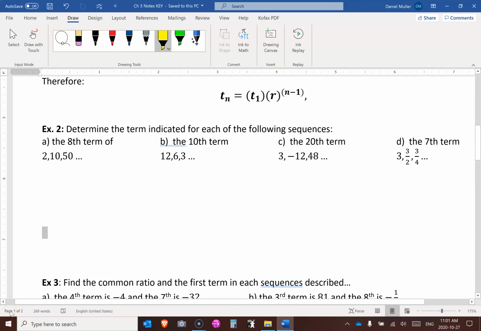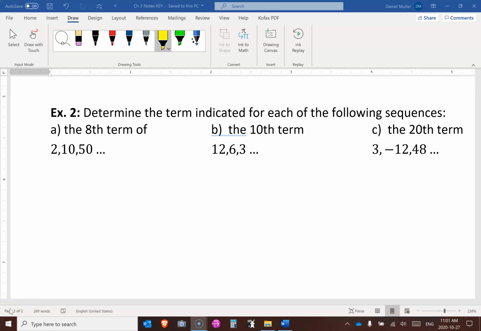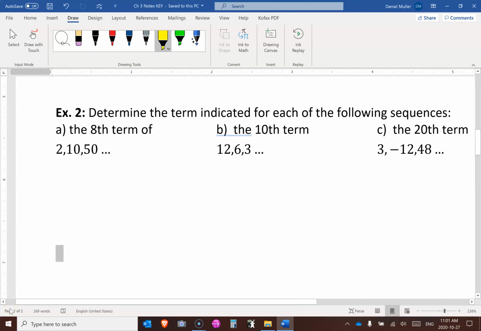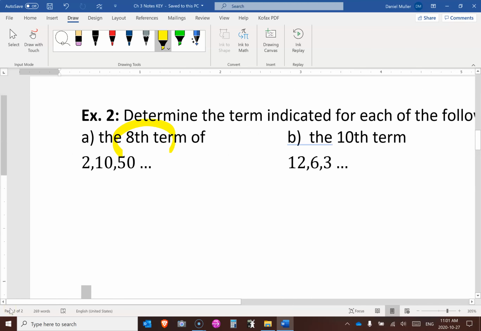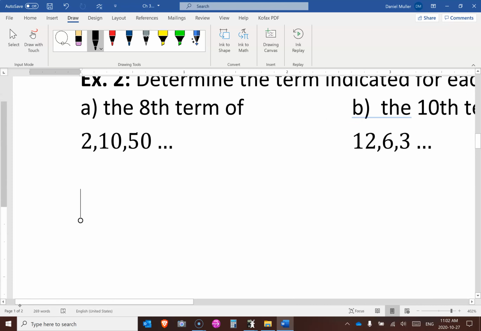So let's try that. Let's determine example 2: determine the term that's indicated for each of the following sequences. This one says the 8th term, so we want to find the 8th term. Again, like everything else, it's good to write down what we know.